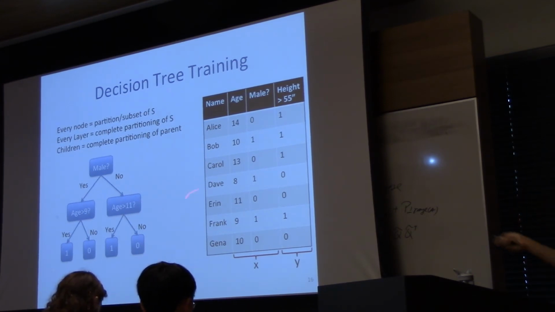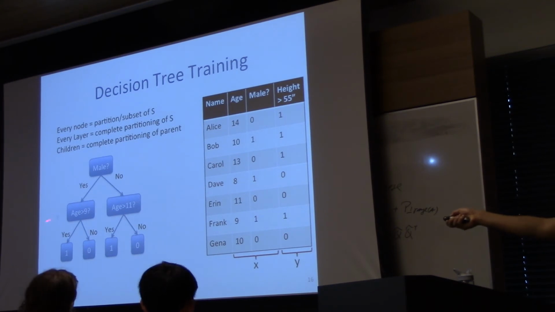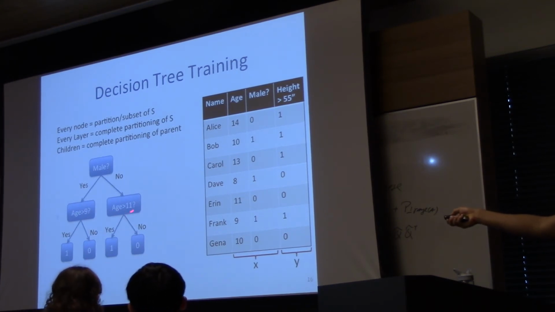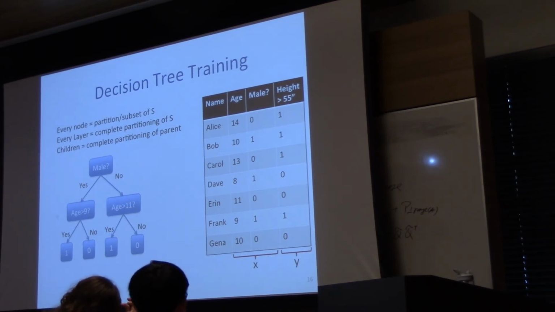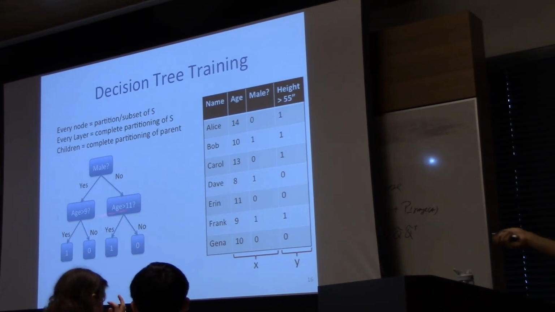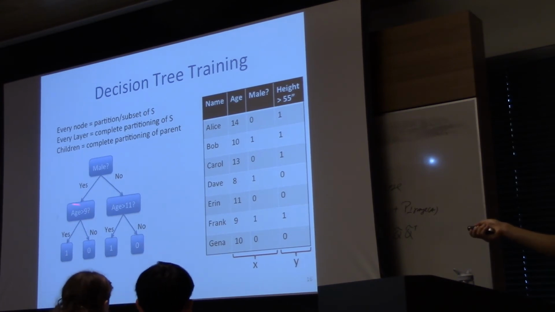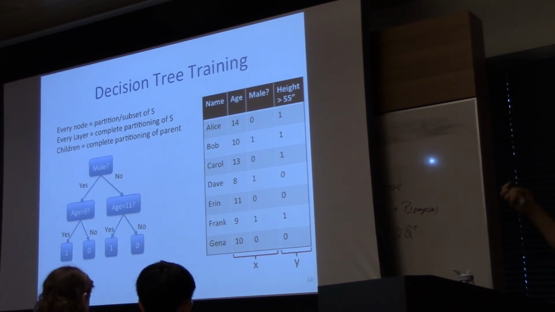If you take any cut of the tree, of which a single layer is the simplest case, every training example falls into one of these nodes in this layer, and therefore forms a complete partitioning of the training set. You can also do any cut, like all the training examples fall into either this node or one of these two nodes. That's also valid.